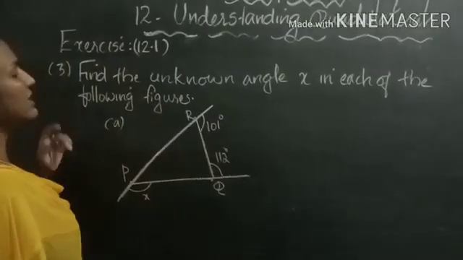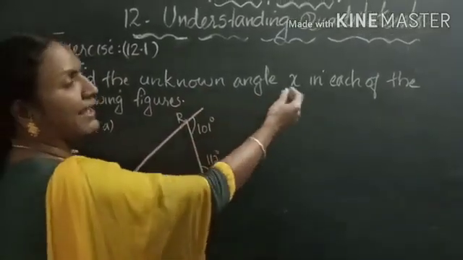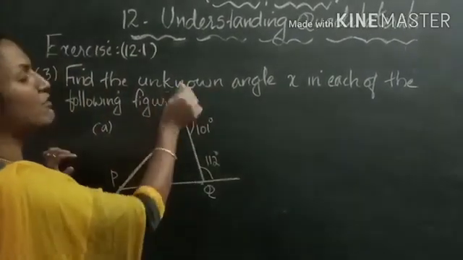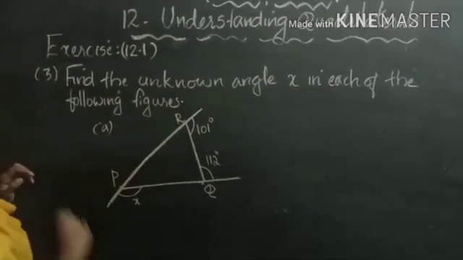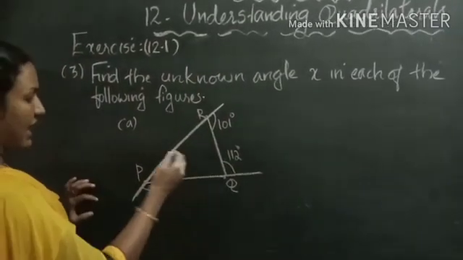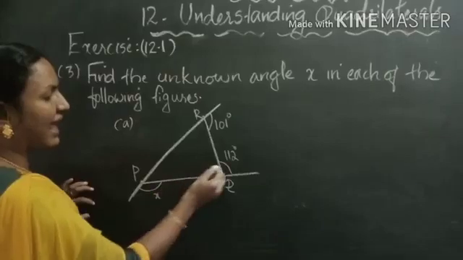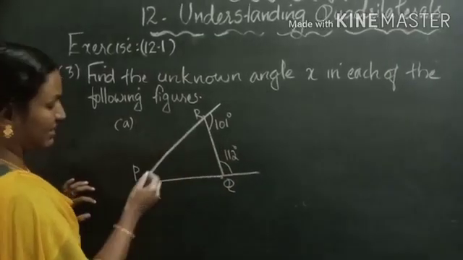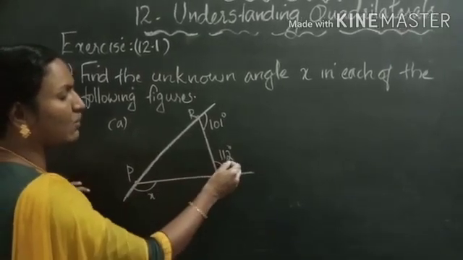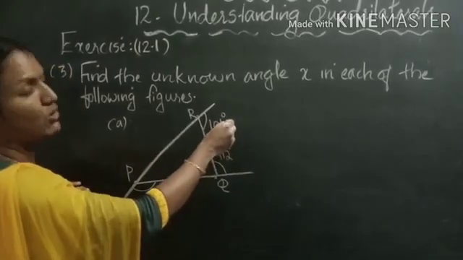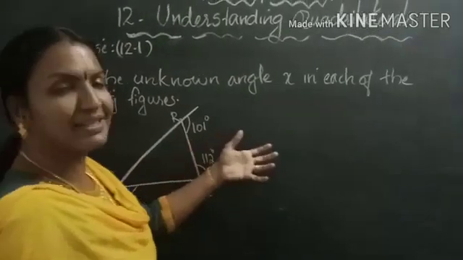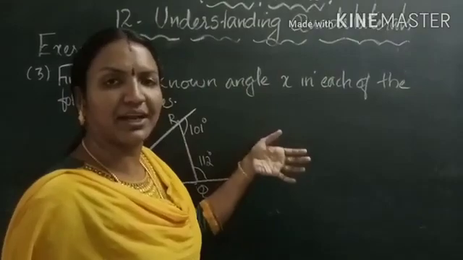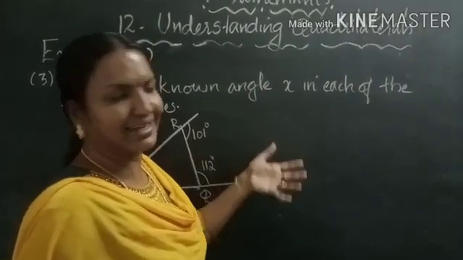Next, question number 3. Find the unknown angle x in each of the following figures. First, option A. Here, the exterior angles are given: x, 112, and 101 degree. Here, we study the sum of the exterior angles of a polygon is 360 degree.